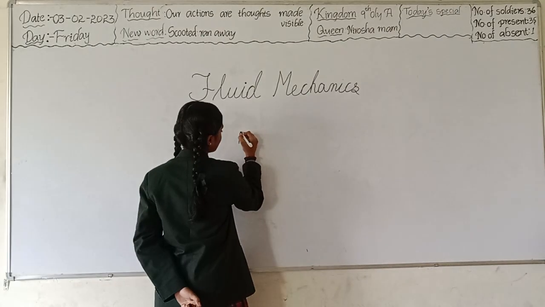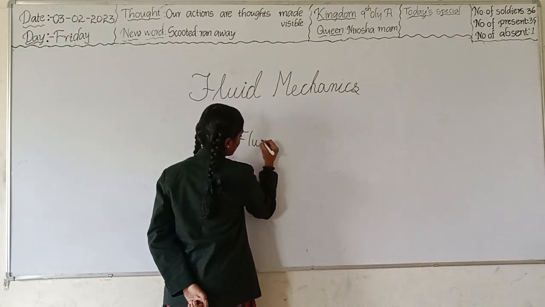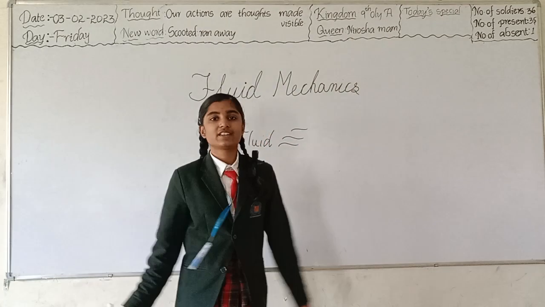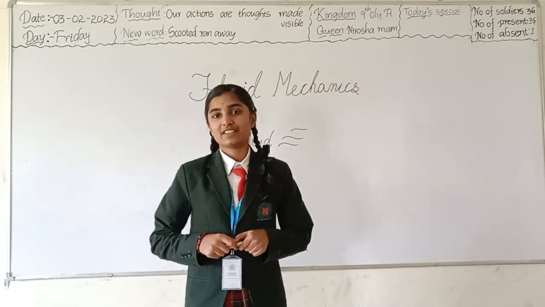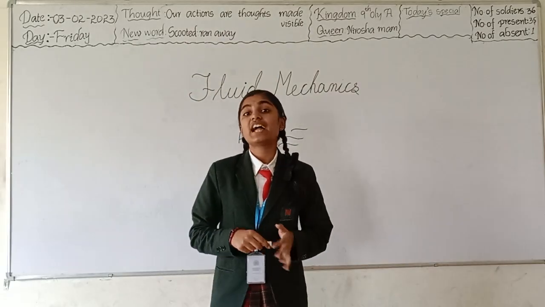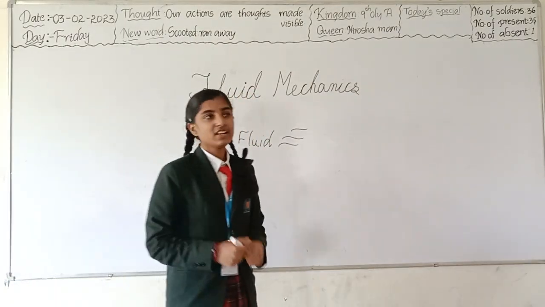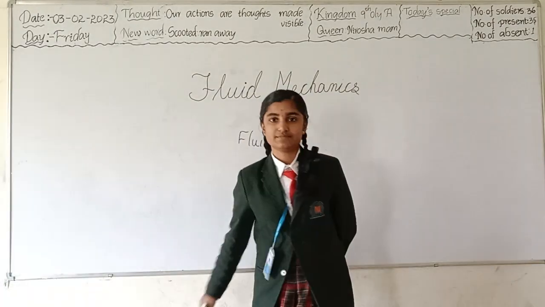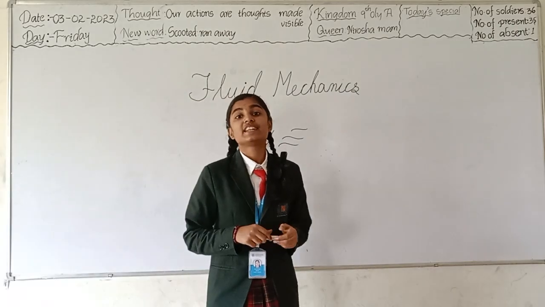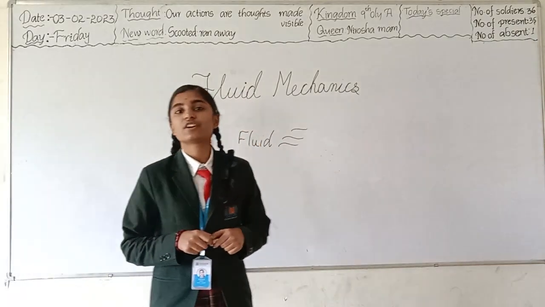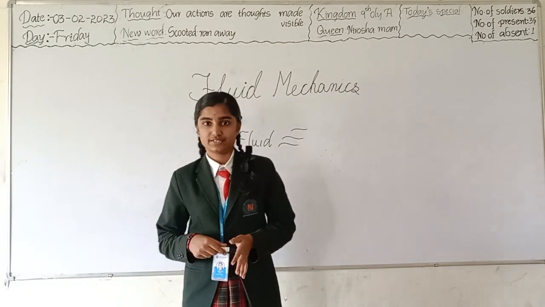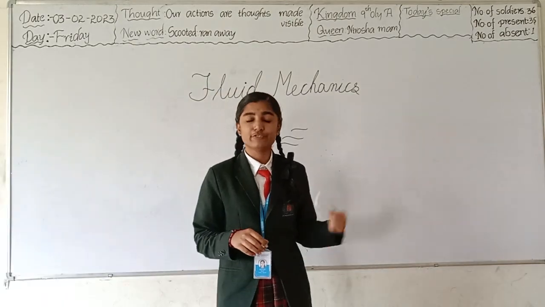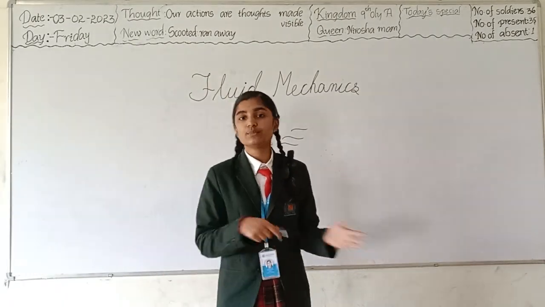First, fluid. What does fluid actually mean? The substance which is not stable and has the ability to flow is called a fluid. The major examples of fluids in our daily life are air and water. And what is fluid mechanics? It is a branch of science which deals with the behavior of fluids at rest as well as in motion. Fluid statics deals with the behavior of fluids at rest, and fluid dynamics deals with the behavior of fluids in motion.